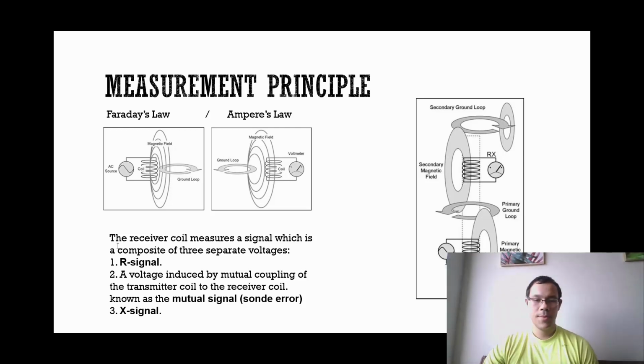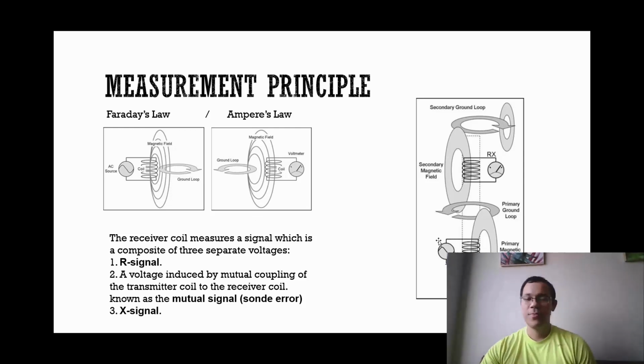Okay, let's read this comment I put. The receiver coil measures a signal which is a combination of three separate voltages: the R signal; a voltage induced by mutual coupling of the transmitter coil to the receiver coil, known as the mutual signal, which is related to some error, and we're going to discuss these terms; and the X signal. Now that we've heard about these three types of signals, the R signal, the mutual signal, and the X signal, let's go to this graph.